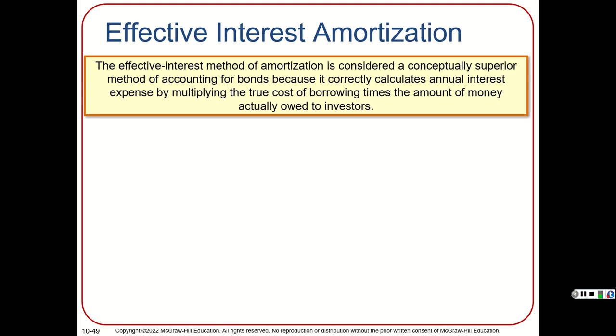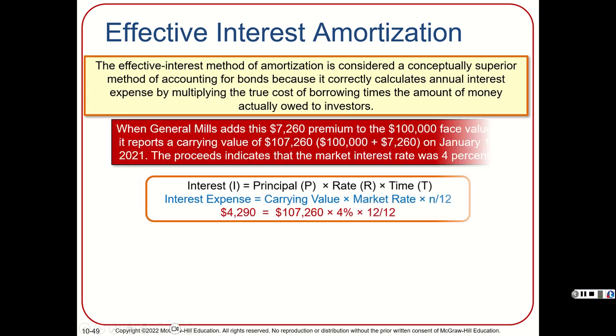The effective interest method of amortization is considered a conceptually superior method of accounting for bonds because it correctly calculates annual interest expense by multiplying the true cost of borrowing times the amount of money actually owed to investors. When General Mills adds the 7,260 premium to the 100,000 face value, it reports a carrying value of 107,260. On January 1, 2021, the proceeds indicate the market interest rate was 4%.